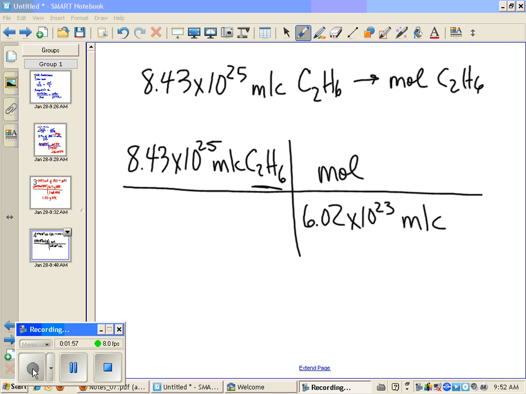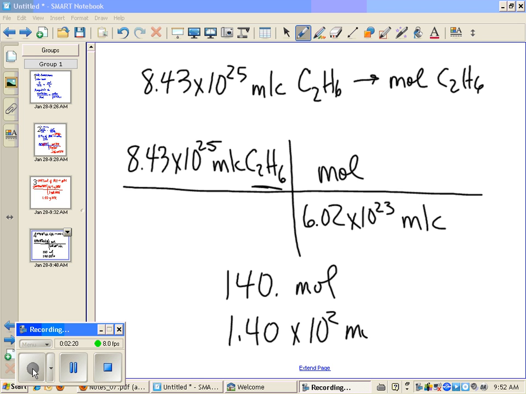All I have to do is do my math now. Since I have one number on top and one number on bottom, I'm going to divide. So I'm going to say 8.43 times 10 to the 25th divided by 6.02 times 10 to the 23rd, and that comes out to be 140 moles, or 1.40 times 10 to the 2 moles of C2H6.